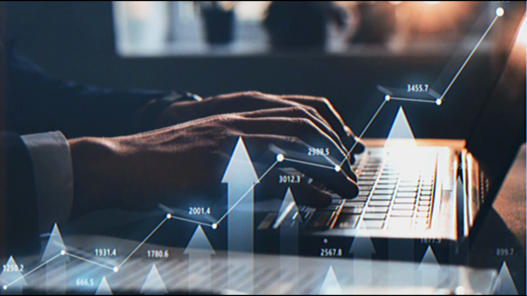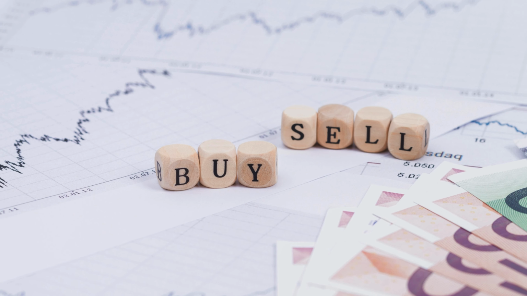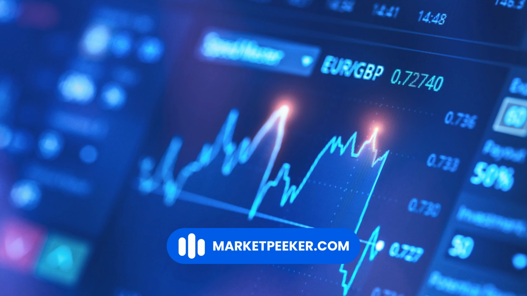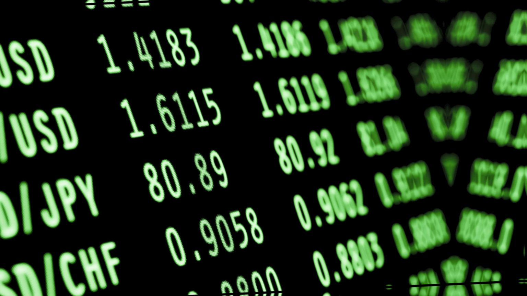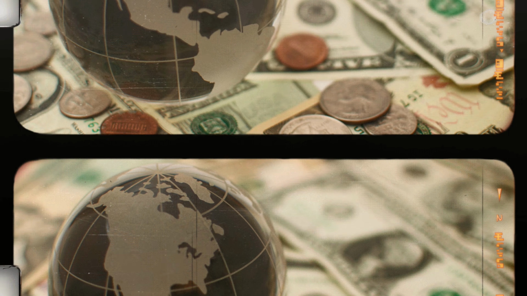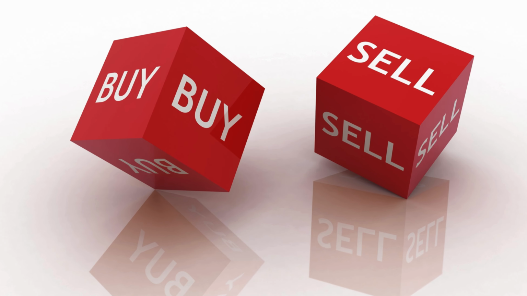When you trade Forex, you're always buying one currency and selling another. The major currency pairs are the most traded and widely recognized pairs in the world. These pairs include the currencies of the largest and most stable economies, and they tend to have high liquidity, meaning they're easier to buy and sell.